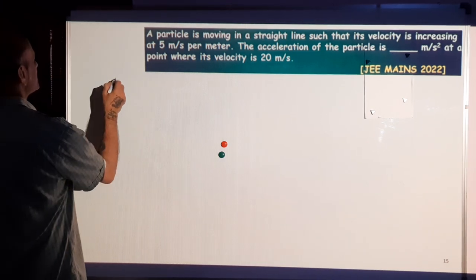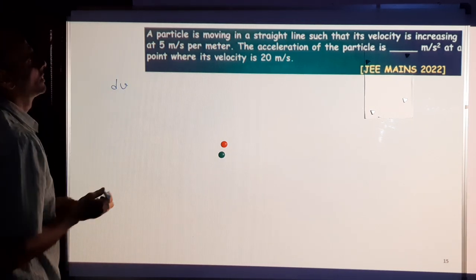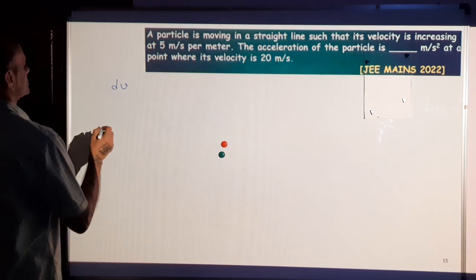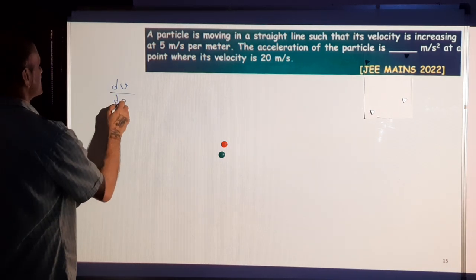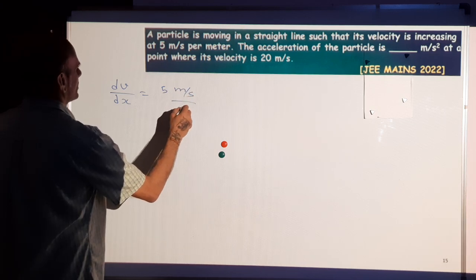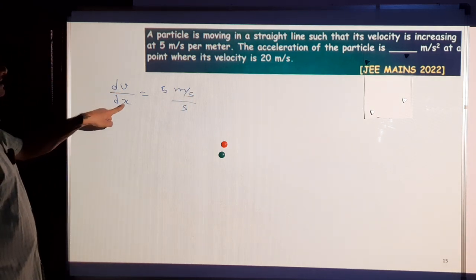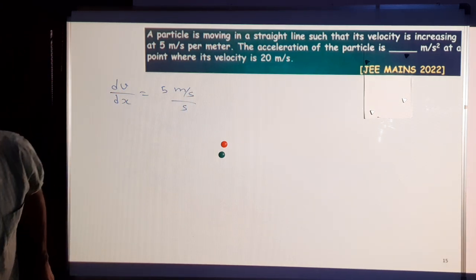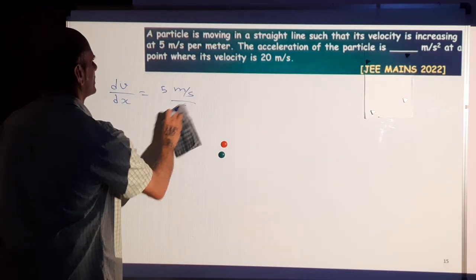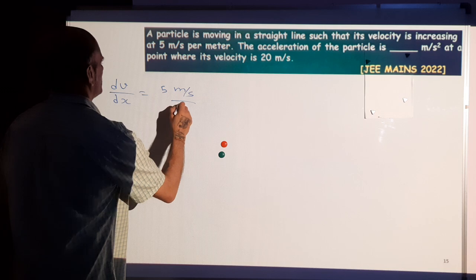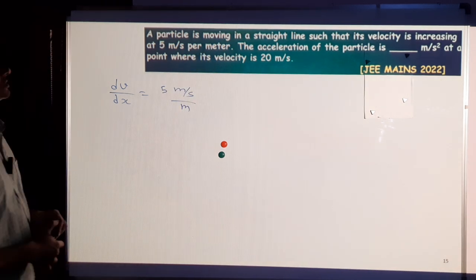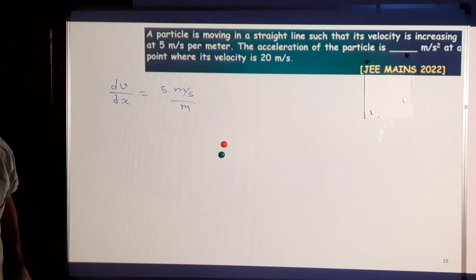So what is given is velocity is increasing per meter. So dv by dx is given. That is 5 meter per second per meter. What is given is dv by dx, meter per second per meter. So from this I have to find the acceleration.